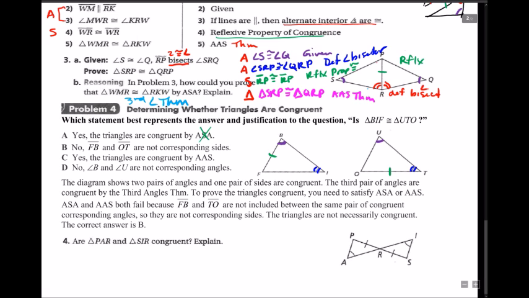How about, no, segment FB and segment OT are not corresponding? That looks like something we might choose. Are they congruent by angle, angle, side? No, that is still not the appropriate side. This side is next to the purple angle here and next to the blue angle here. This one goes blue, purple, and then side. This one goes purple, blue, and then side. Not the right order. No, angle B and angle U are not corresponding angles. They are. They're congruent. That one doesn't make any sense. So our answer is B.